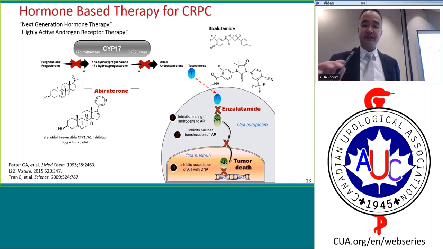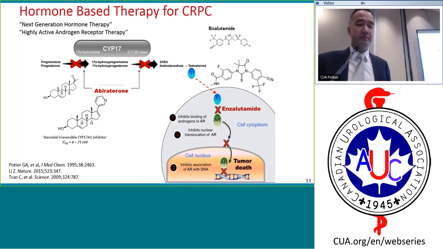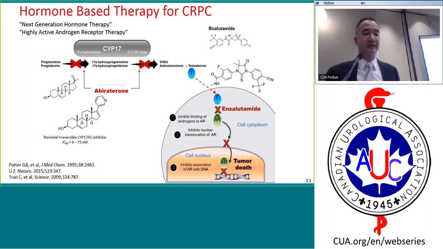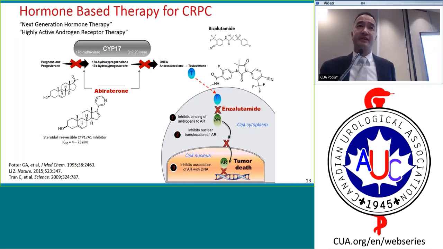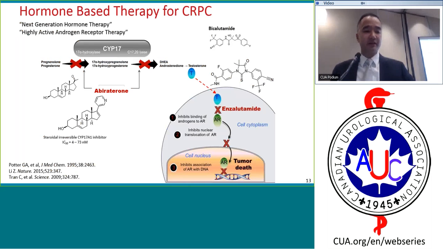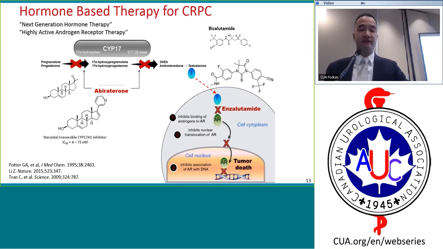So, as you saw in that case, and as my answer to the question was, usually we choose abiraterone or enzalutamide as first-line therapy for patients with metastatic castration-resistant prostate cancer. And although they both target androgen receptor signaling, they do so by different mechanisms. Abiraterone is a CYP17 inhibitor, interfering with production of ligand, testosterone, and of course enzalutamide is a direct non-steroidal anti-androgen.